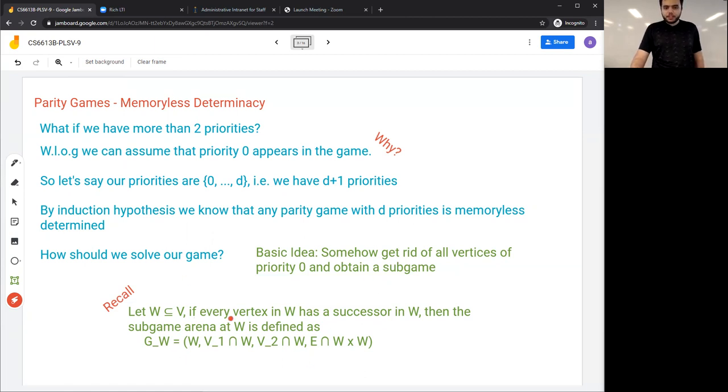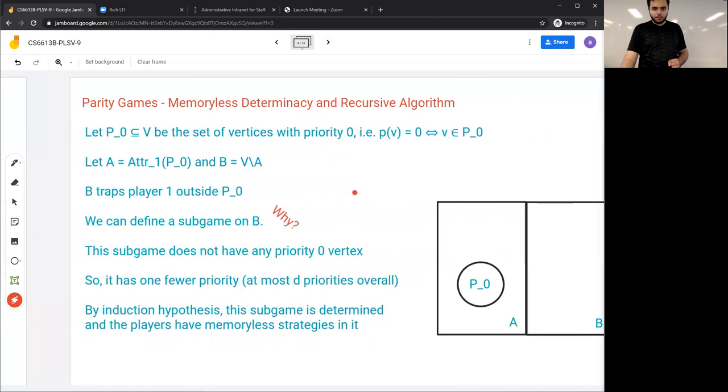Okay, but it's not just that easy. If I just remove all the vertices of priority zero, what I get is not necessarily a subgame. You can easily come up with examples where if you remove all vertices of priority zero, what you get doesn't make any sense at all. So what can we do?